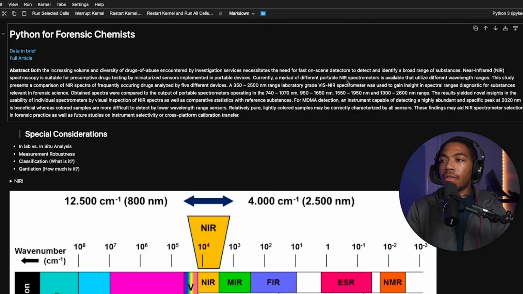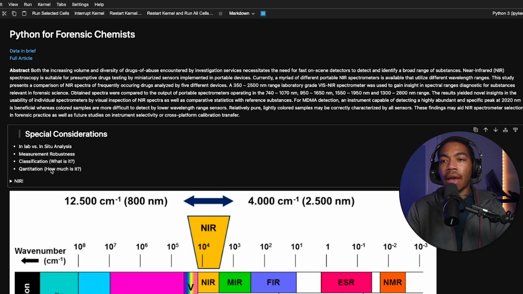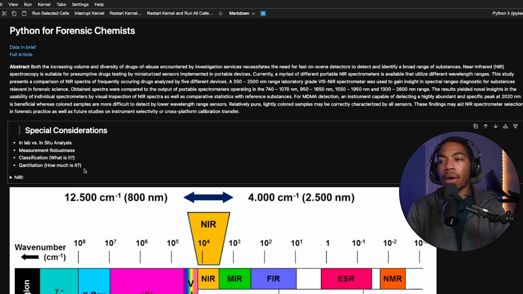In our notebook, I have covered the abstract a little bit. I talked about some of the considerations we're going to be making in this data set. So in lab versus in situ analysis, the robustness of the measurement. We'll also talk about classification. What drug do we have? What has it been adulterated with? And then the quantitative aspects as well. How much is there? How much cocaine are we talking about?